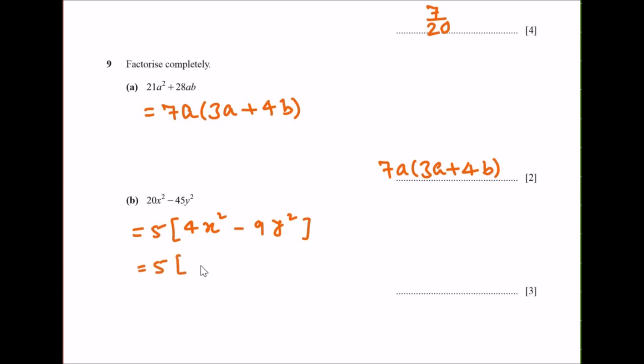Now this can be written as 2x whole square minus 3y whole square, right? So next, you are aware of the a square minus b square identity. I will show it here.